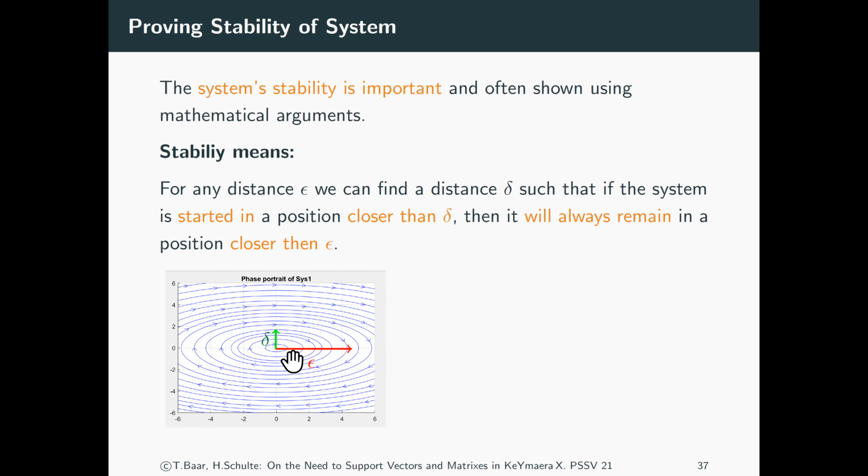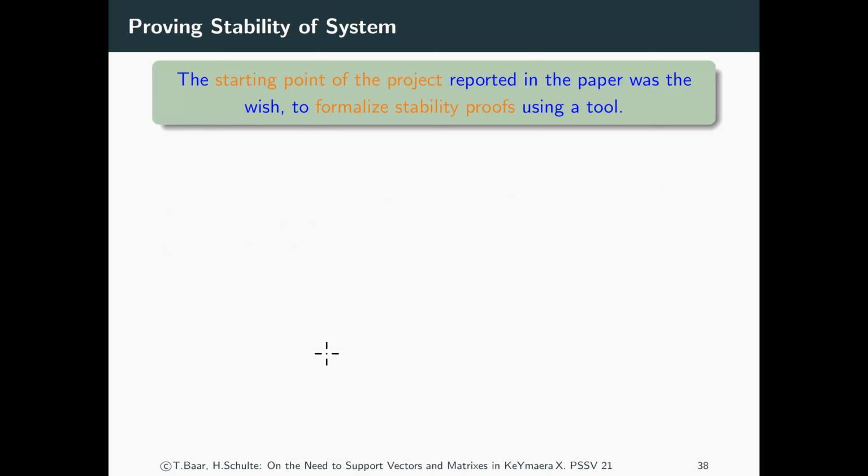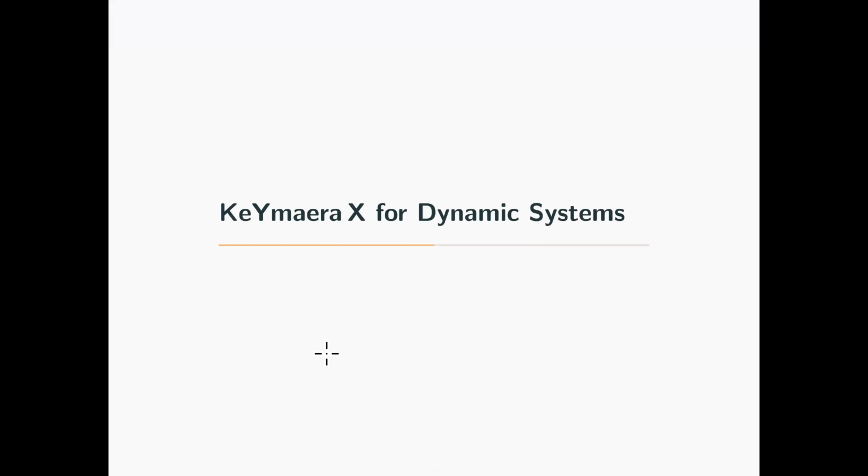To visualize this, you have an epsilon, a distance you do not want to leave, right? And then, if you have a stable system, there is a delta. If you start from this delta region, then you will never leave this epsilon region. And that was the starting point. We wanted to prove such stability properties formally using the tool, and that was not that successful, our attempt in the first place.